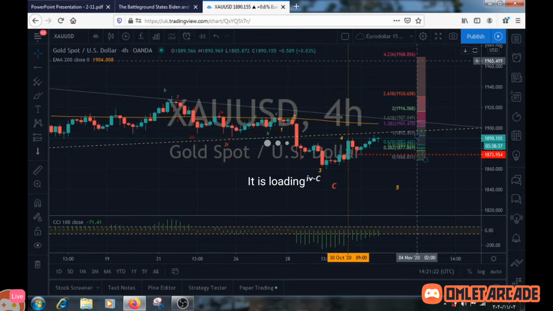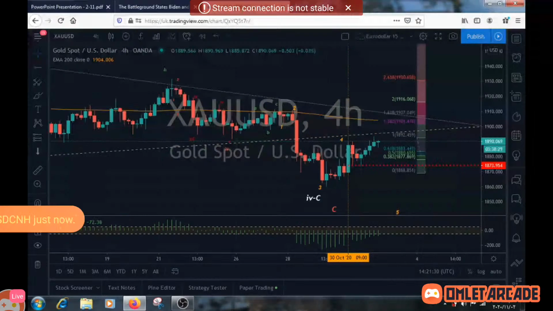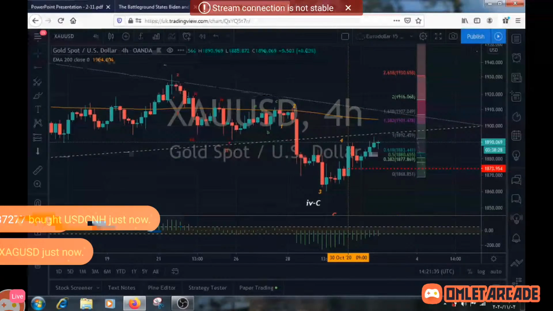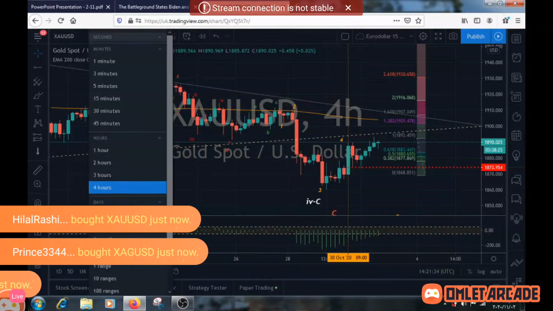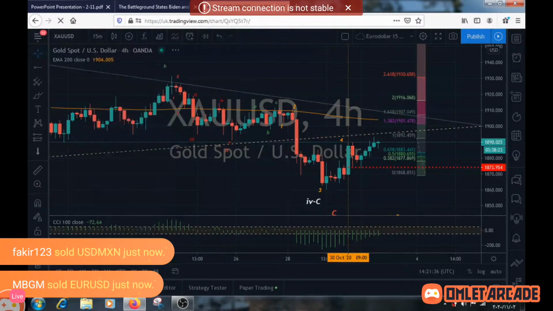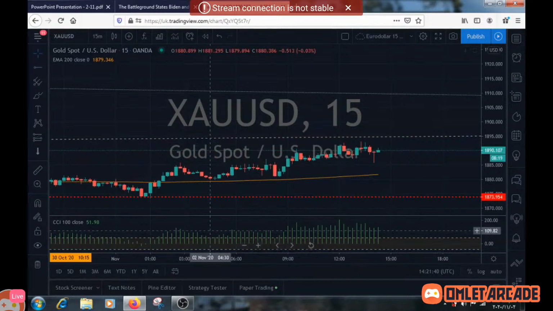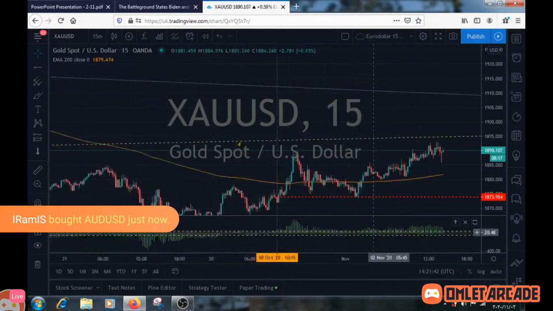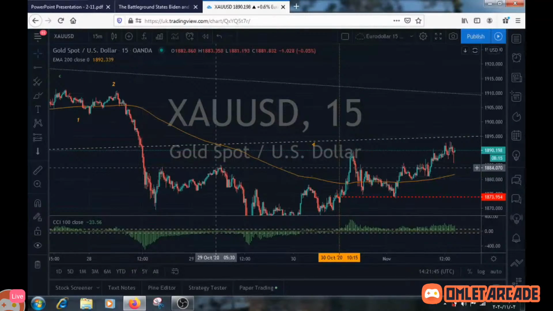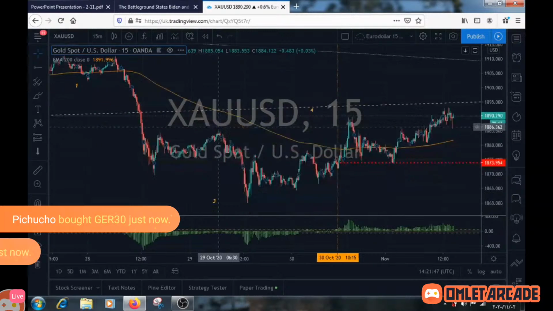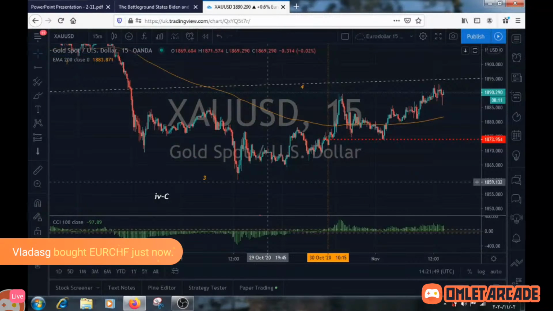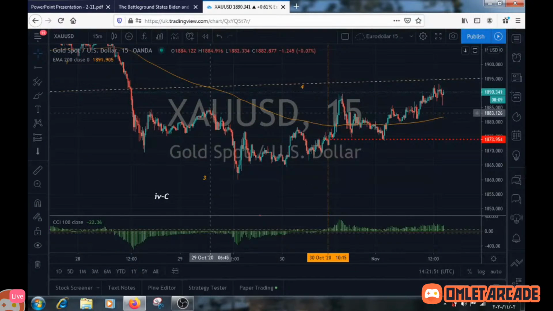and 1,970. This is that level here. If we are not yet ready to go long on gold, we may wish to buy a smaller portion instead of not being in the market altogether, at higher risk.